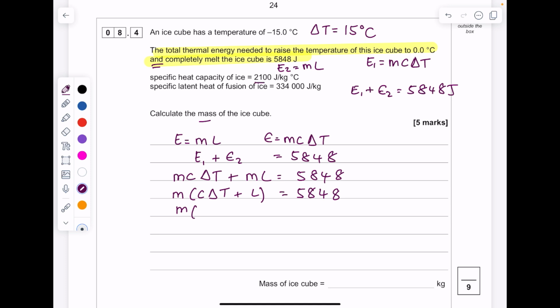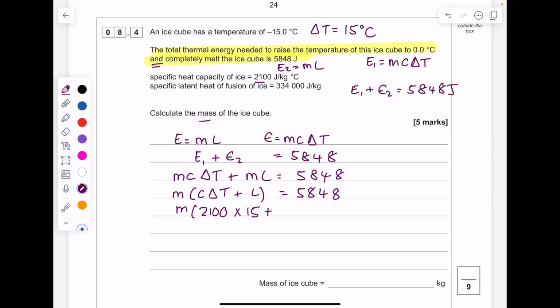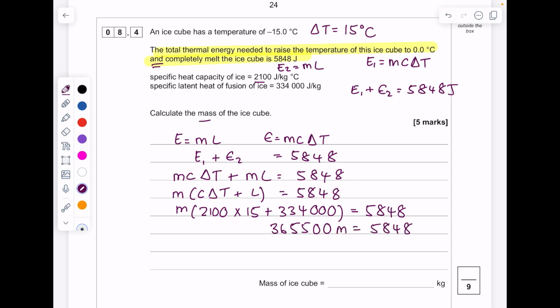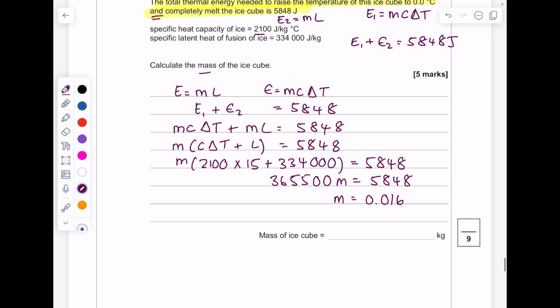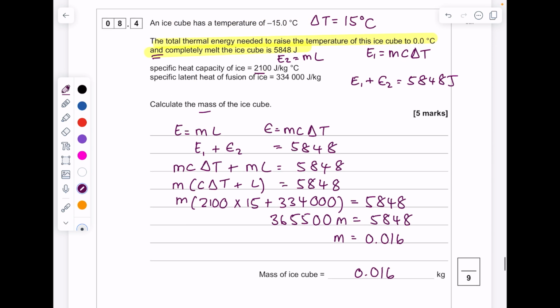We know that C is the specific heat capacity. I've already worked out that the temperature change is 15 degrees. The latent heat of fusion, we were told, is 334,000. So sort out everything inside that bracket, and then divide both sides by 365,500 to get a final answer of 0.016 kilograms. That is a really nasty question.